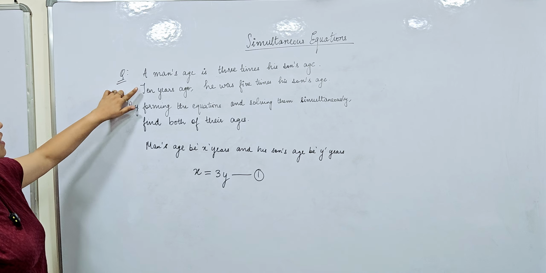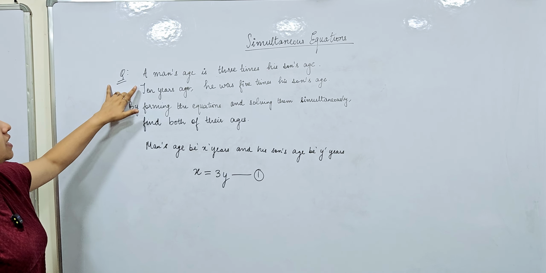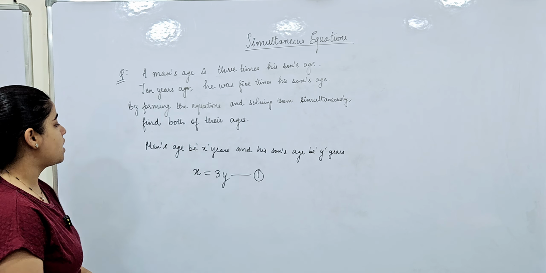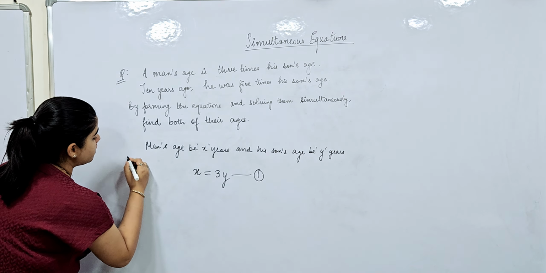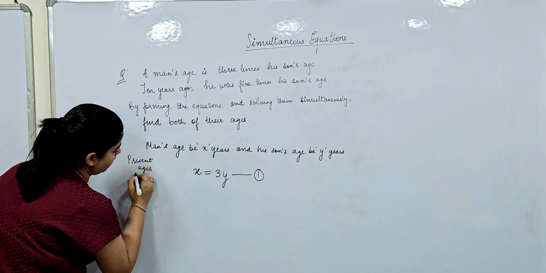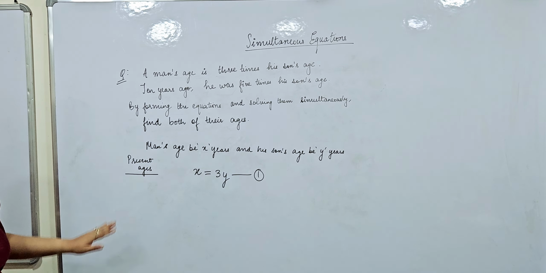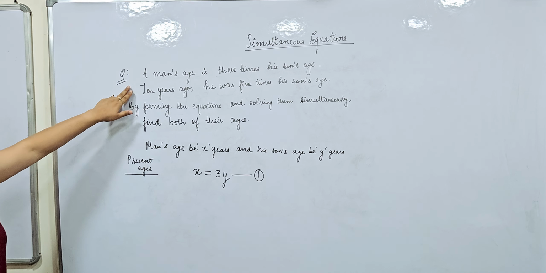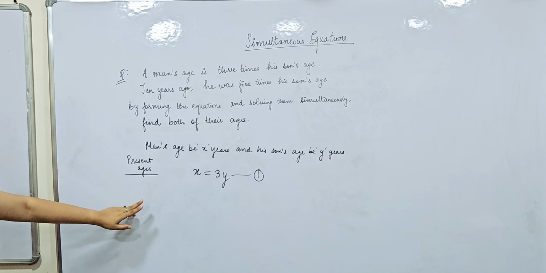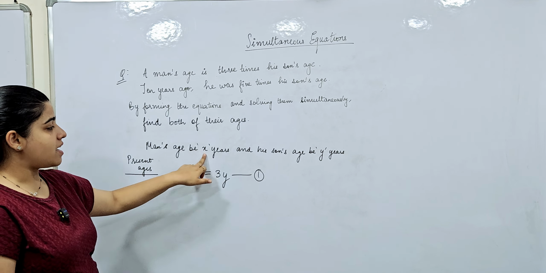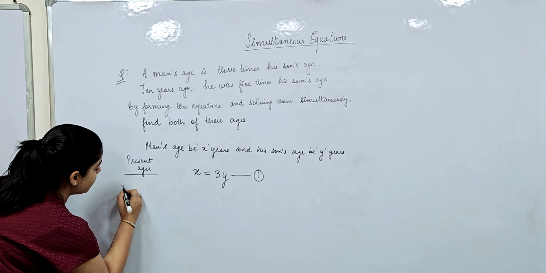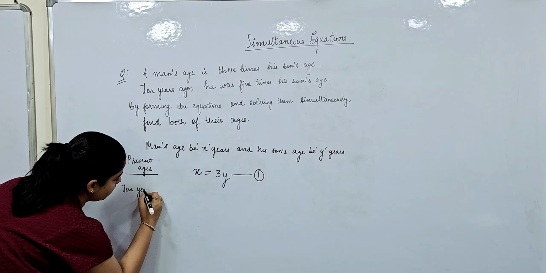Okay, now let's read the second part of the question. 10 years ago, he was 5 times his son's age. Okay, now these are the present ages of the man and the son. Now the information that has been given, it is saying 10 years ago. Okay, so suppose the present age of man is x years and his son's age is y years. So what will be their ages 10 years ago?